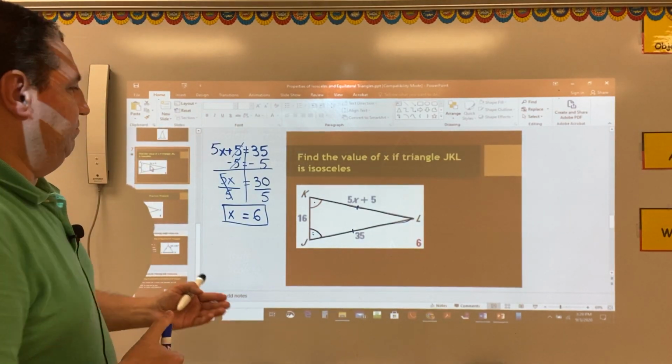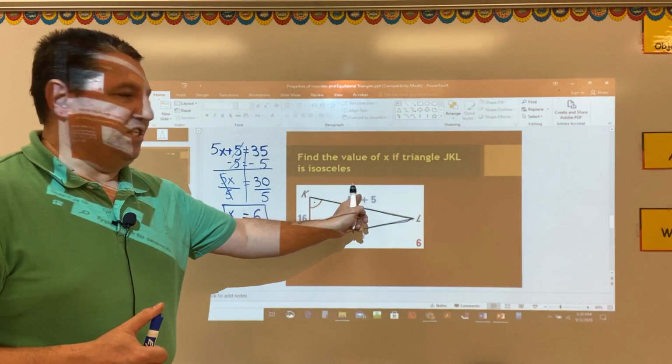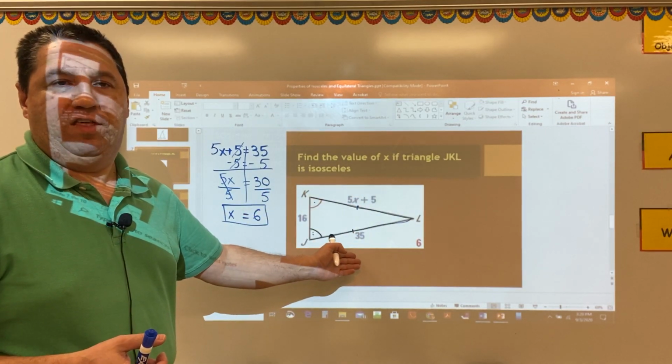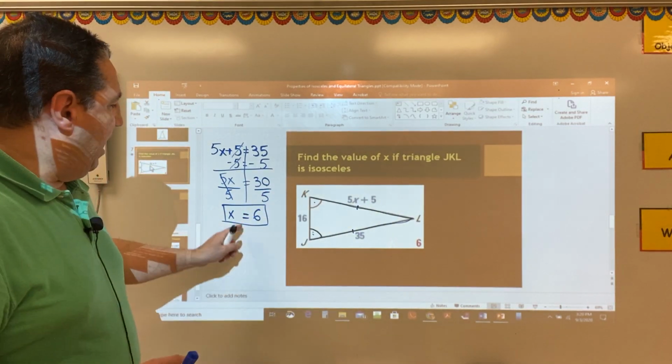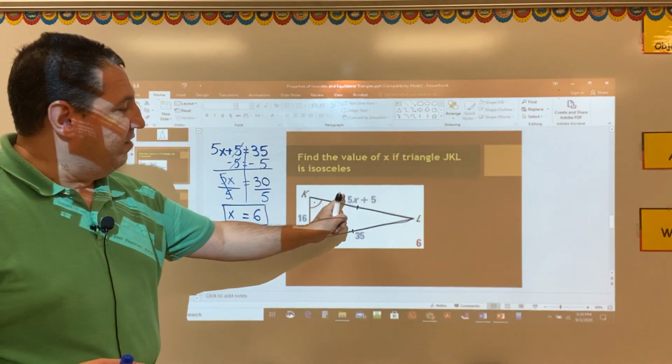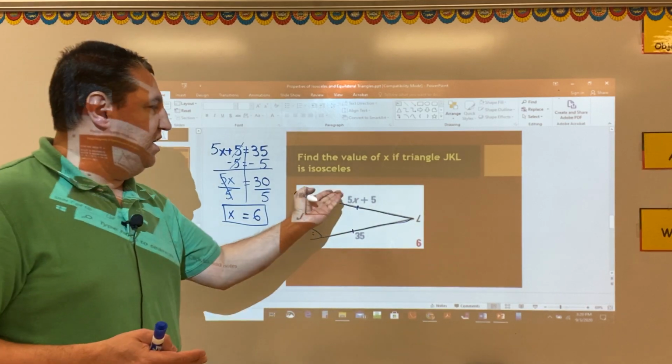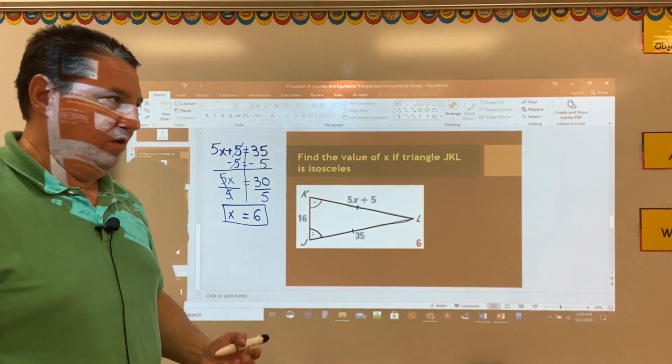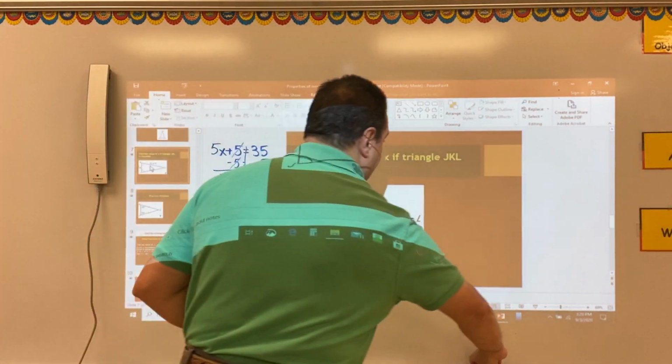And of course, these sides, because it's congruent to 35, would be 35. And we can check. If you replace x with 6 here, you're going to have 5 times 6 equals 30 plus 5 equals 35. We are good. Good. Next.